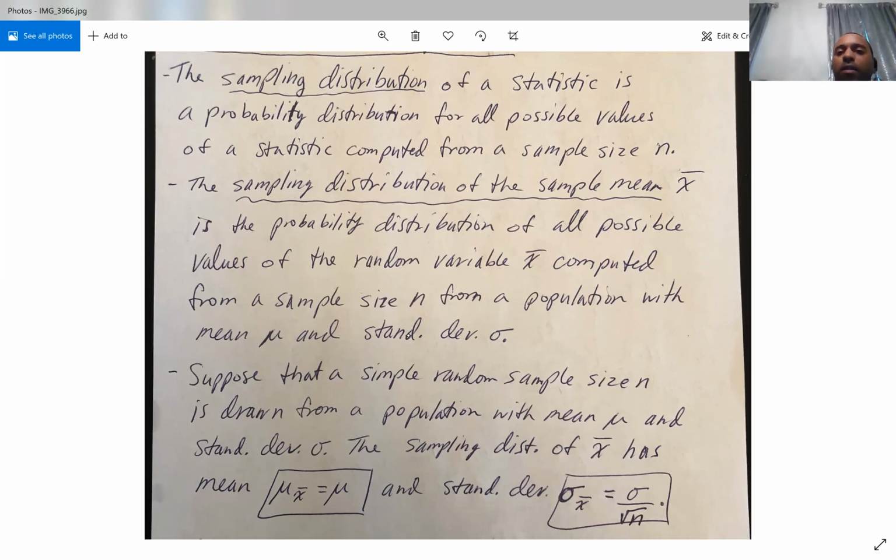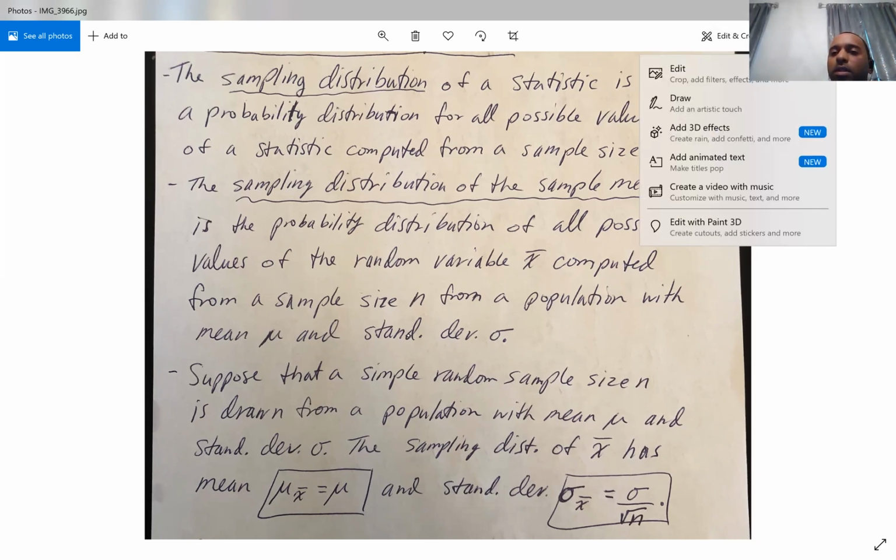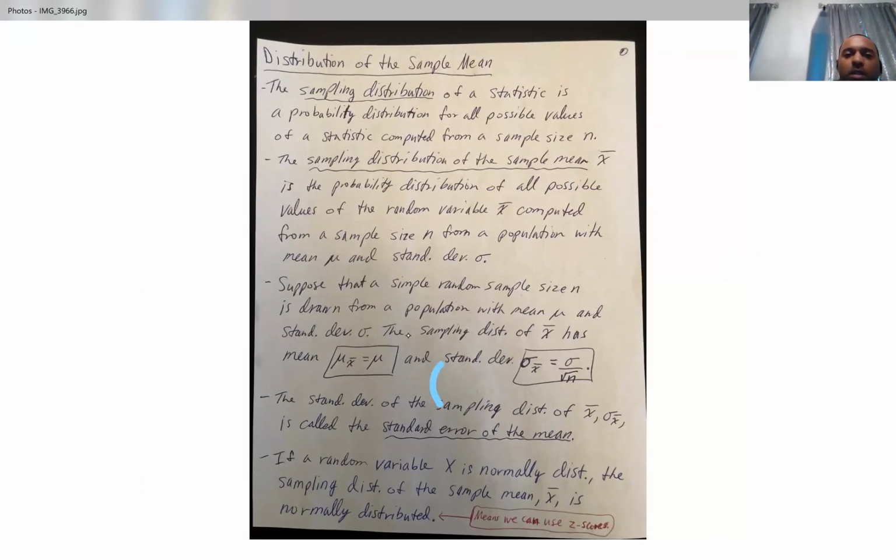Notice it has, can I write on this? It won't let me magnify it.